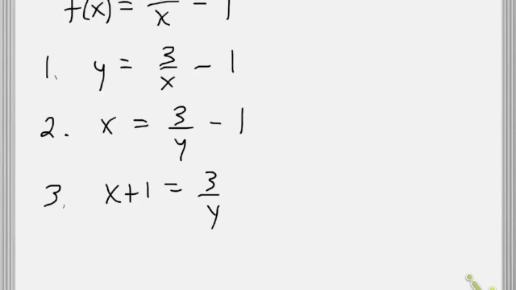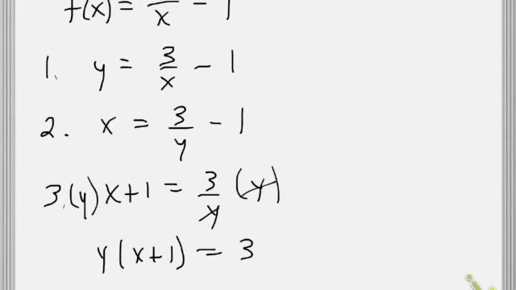Now, what can I do to get y by itself? It's in the denominator. That's an issue for me. Well, I'm going to multiply both sides of this equation by y so that those cancel. So I have y times x plus 1 equals 3. Again, I don't want to distribute that y, guys. I want y by itself.